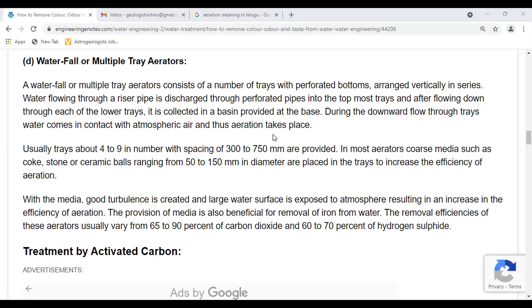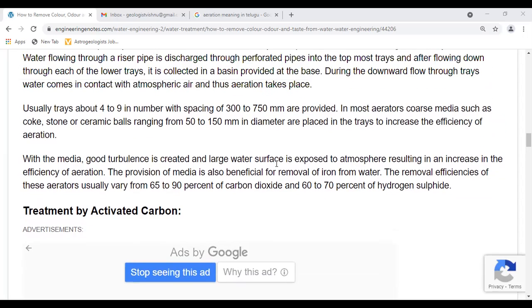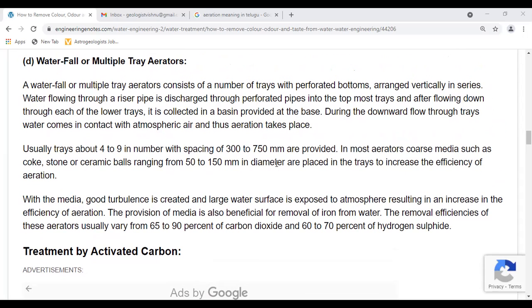Usually trays, about 4 to 9 in number with a spacing of 300 to 750 millimeters, are provided. In most aerators, coarse media such as coke, stone or ceramic balls ranging from 50 to 150 millimeters in diameter are placed in the trays to increase the efficiency of aeration. With the media, good turbulence is created and a large water surface is exposed to the atmosphere, resulting in an increase in the efficiency of aeration.